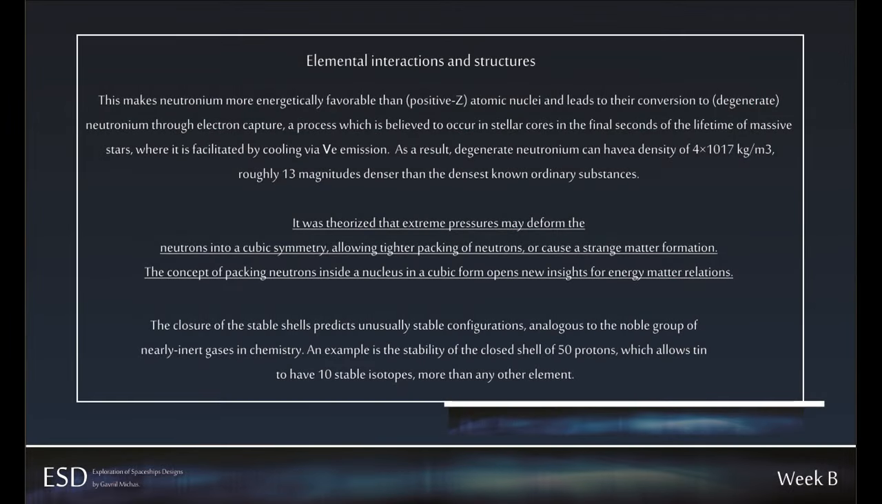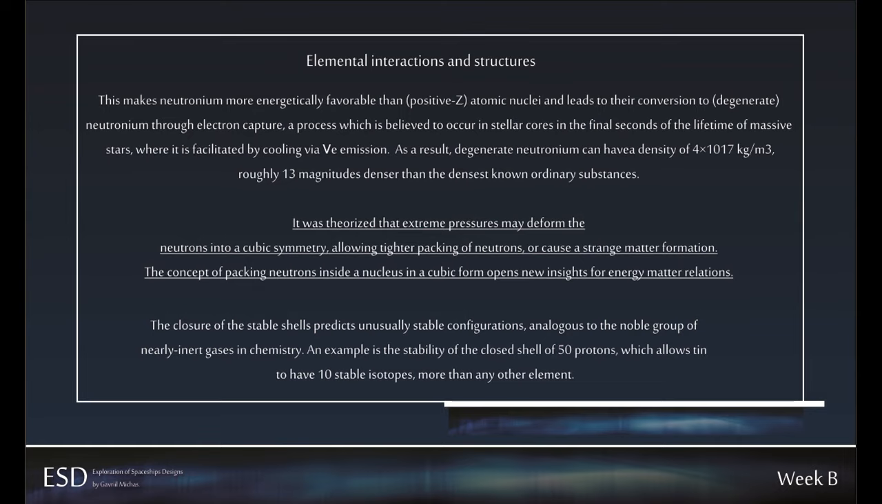Elemental interactions and structures. This makes neutronium more energetically favorable than positive Z atomic nuclei, and leads to their conversion to degenerate neutronium through electron capture, a process which is believed to occur in stellar cores in the final seconds of the lifetime of massive stars, where it is facilitated by cooling via neutrino emission.